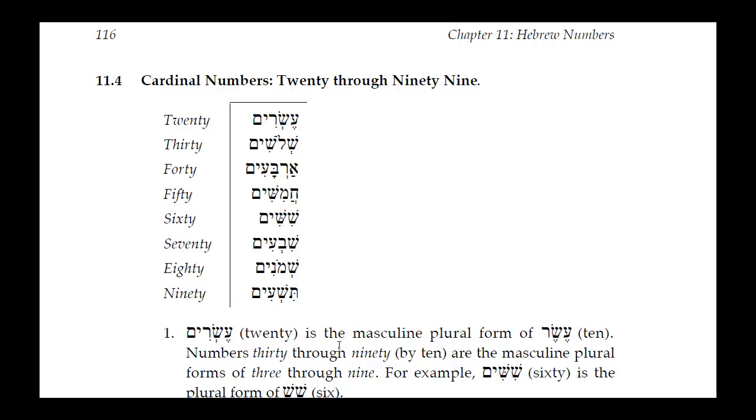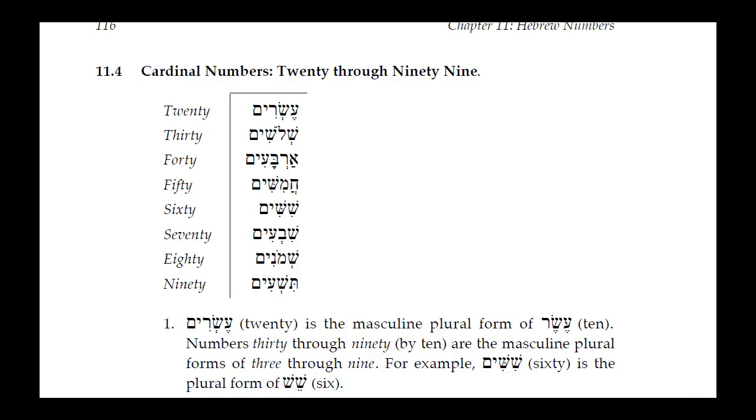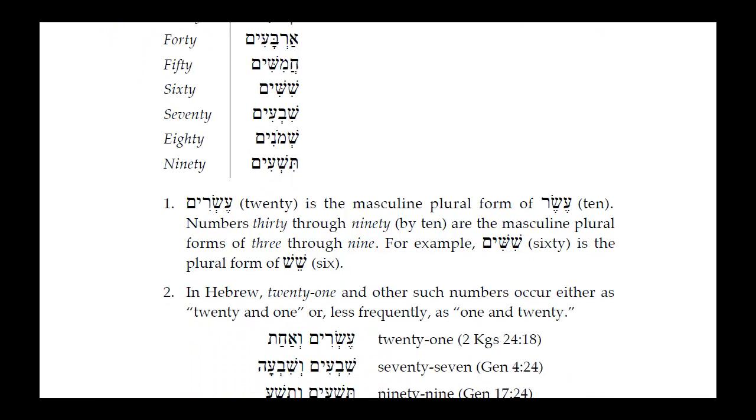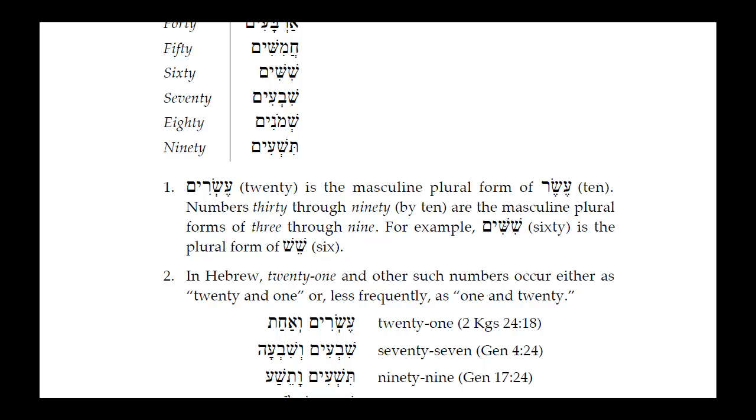Okay, so Esrim, 20, is the masculine plural form of Eser, for 10. Numbers 30 through 90 by tens are masculine plural forms of 3 through 9. So it's not that much to have to memorize. Once you get the singular digit numbers down, they just use those for the numbers from 20 through 90.